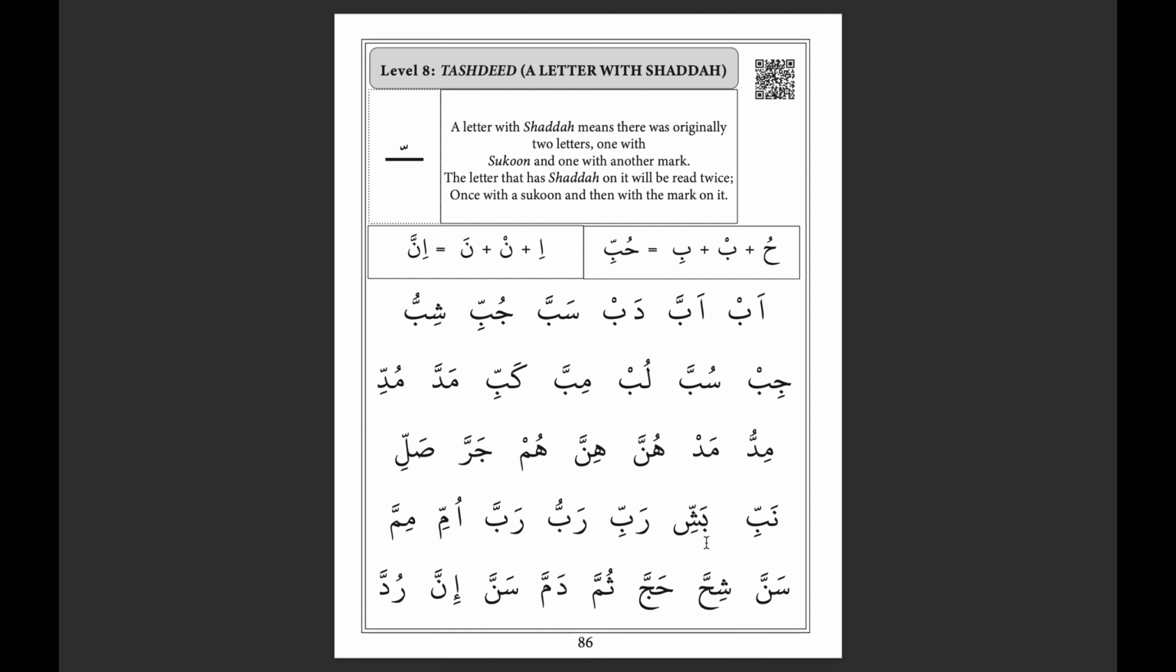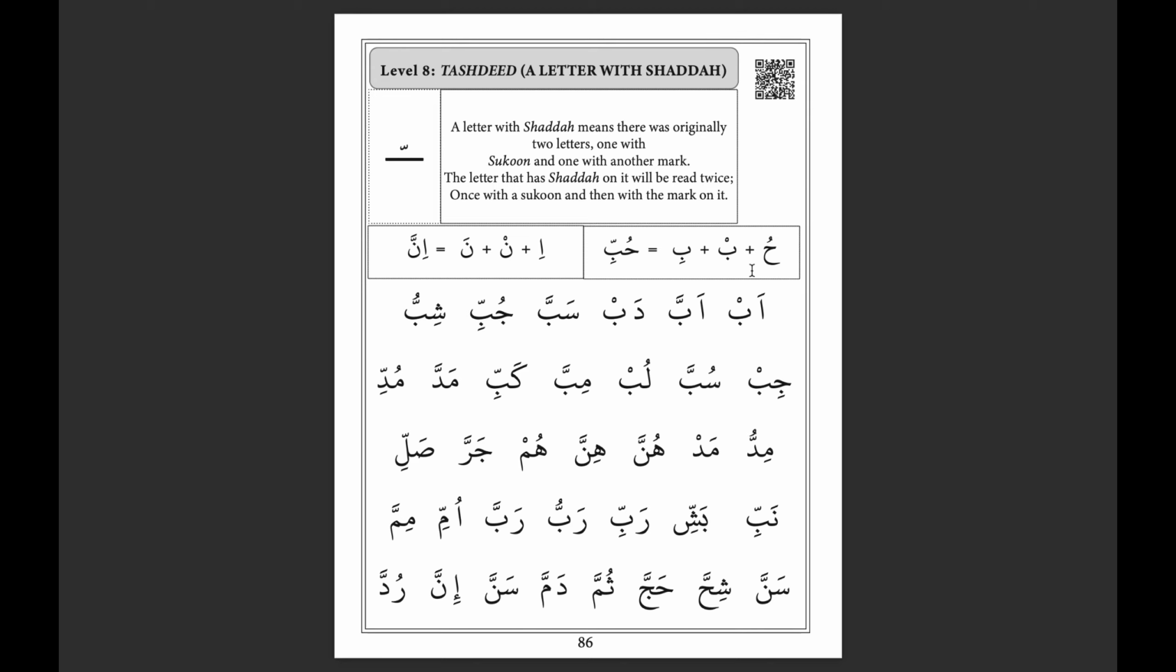Welcome to level 8, where we will be talking about tashdeed. Tashdeed is another word for a letter with a shaddah on it. Now, what is a shaddah? A letter with shaddah means that there were originally two letters, one with a sukoon and one with another mark. The letter that has shaddah on it will be read twice, once with a sukoon and then with the mark on it. Now, this seems like a mouthful, but once we take a look at our example, it will become a lot clearer and a lot easier.